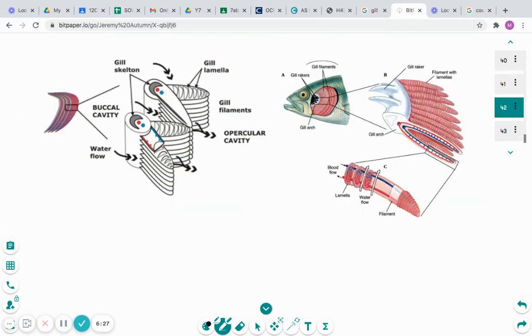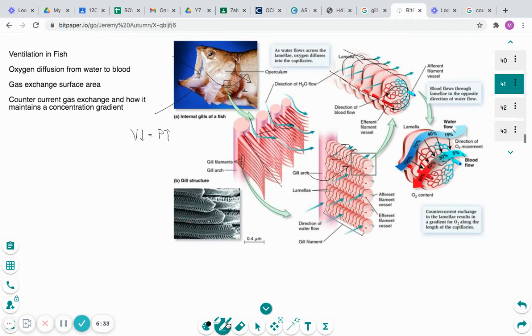So if we talk about, let's go back here actually. If we talk about diffusion, it will always be at its highest rate if there's a high concentration gradient. So if you've got an area where there's loads and loads of, let's make this a bit bigger.